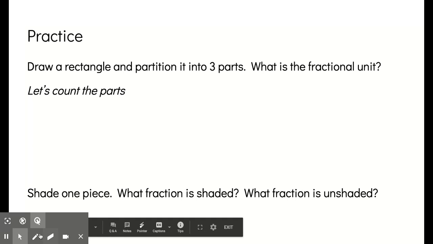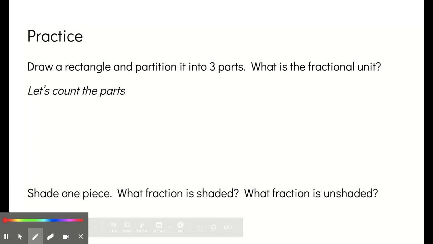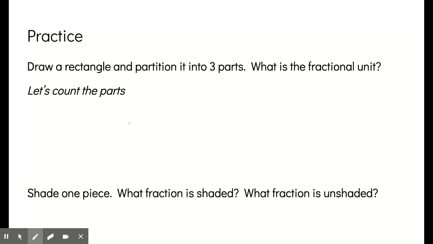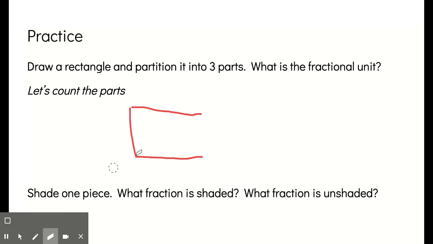Let's try a drawing one. I'm going to try my best to draw nice shapes with equal parts, but it's a little hard on the computer. So when you try it yourself, I want you to try to make shapes with straight lines and equal size parts. I'm going to draw a rectangle, and it says to partition it into 3 equal parts. Oh no, I'm going to try that again. That's not so good. It doesn't have to be perfect, but you want it to look pretty good.